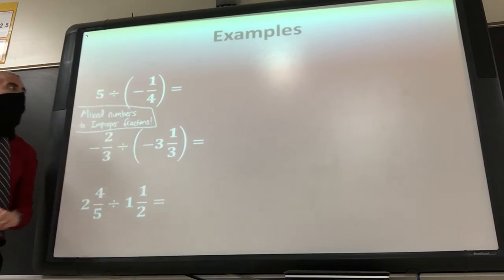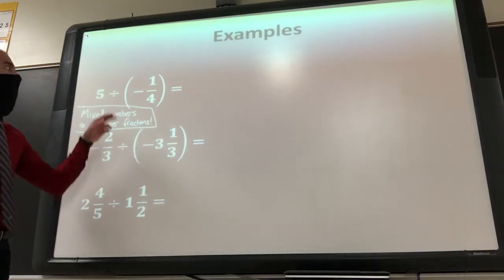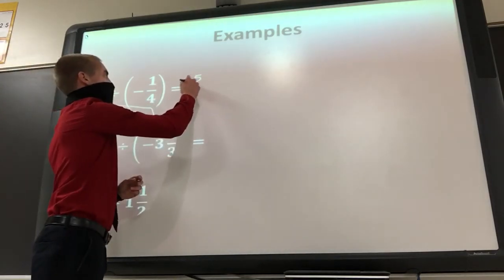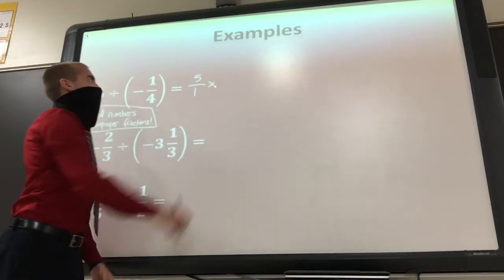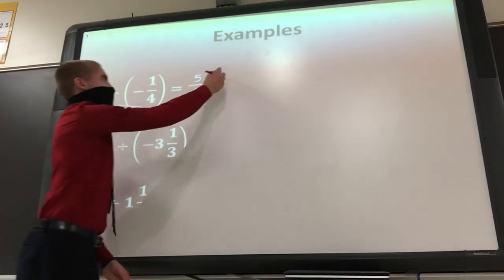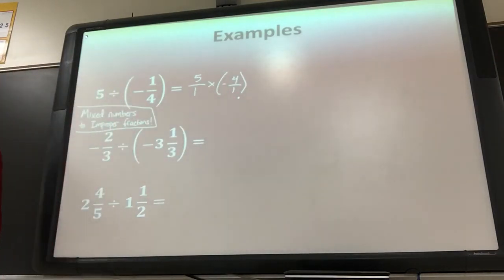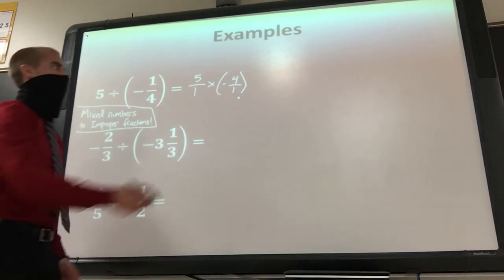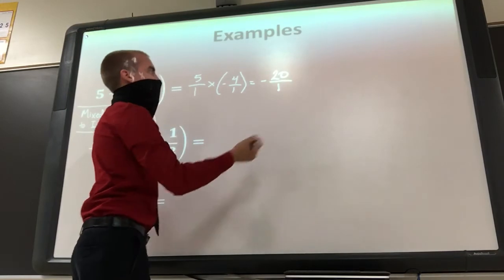Alright, so our first one here. First of all, we've got a positive divided by a negative. So what do we know about our answer already? It's going to be a negative answer. Okay. Make that 5 a 5 over 1. Change the division sign to multiplication. And then flip negative 1/4 and make it negative 4 over 1. So now we've got 5 times negative 4, which would be negative 20 over 1, or just negative 20.